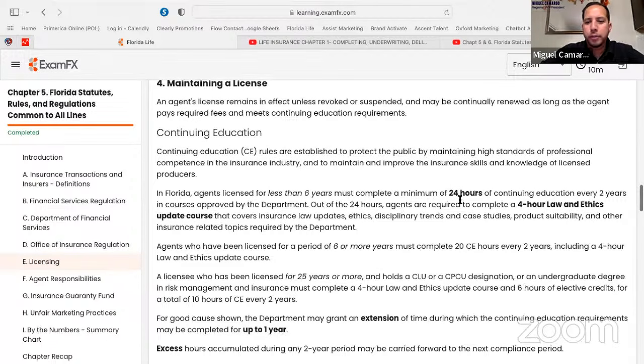Every 2 years you must complete 24 hours of continuing education. Every 2 years, 24 hours. And of that 24 hours, you must do 4 hours of laws and ethics. You want to write that down. You're absolutely going to need to know that. And the continuing education class is nothing more than just like this right here. You go through a bunch of modules, answer your questions, have an open book test at the end.